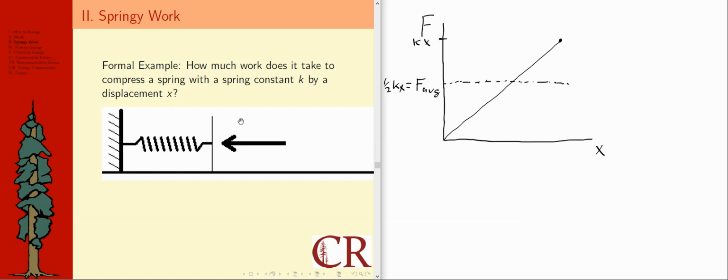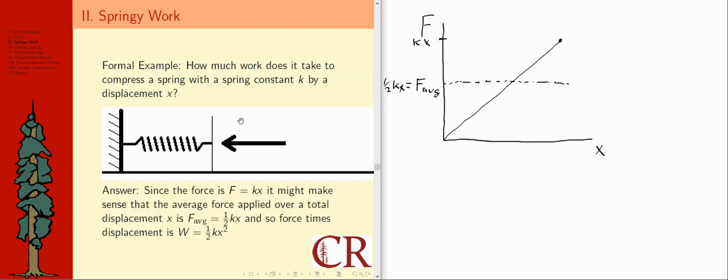Let's go ahead and check in with the answer on this one. It's a formal example, so I usually relax the rules a little bit, and sometimes we'll look at the answer early. You can see that it's already suggested here. It says the force F is equal to Kx. It might make sense that the average force applied over a total displacement X is equal to 1/2 Kx, which is basically the conclusion I've drawn from this graphical analysis. This isn't really a mathematical proof, mind you. It really would take calculus to prove some of this stuff, but hopefully at least it makes some conceptual sense.